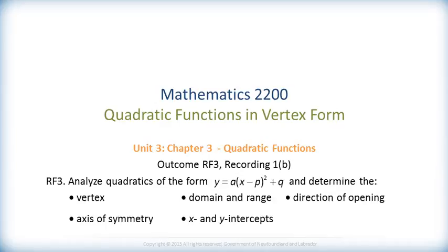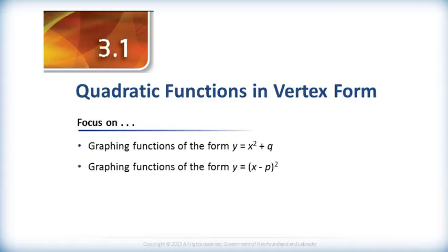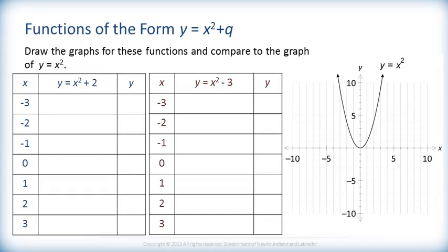Welcome to recording 1B in our series on quadratic functions in vertex form for Unit 3, Chapter 3 of Quadratic Functions, Mathematics 2200. We'll be focusing on graphing functions of the form y equals x squared plus q and y equals x minus p squared. We'll begin with y equals x squared plus q.